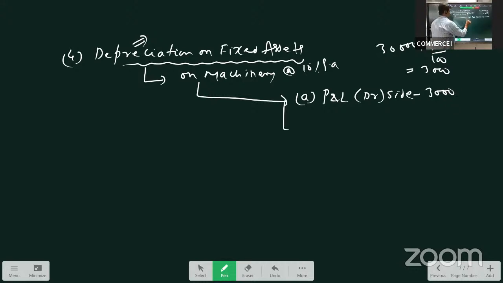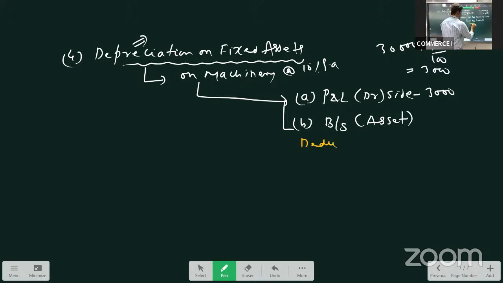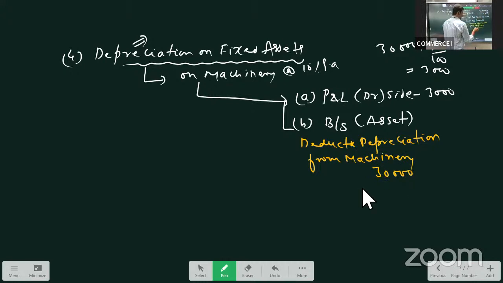And the second effect of it is, it will be shown in the balance sheet on the asset side. How do we show it? We will deduct depreciation from, if it is depreciation on machinery, we will deduct from machinery. In our case, I said 30,000 is the value given. Deduct 3,000 and take 27,000 as the net figure. 27,000 we will show in the balance sheet as the book value of machinery.